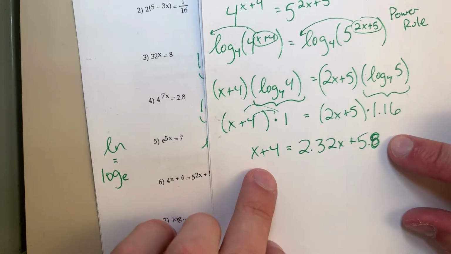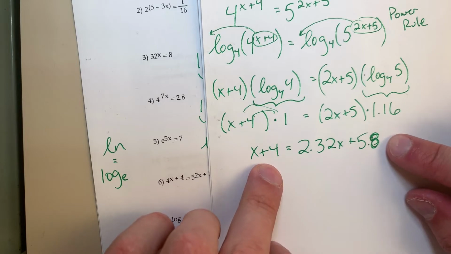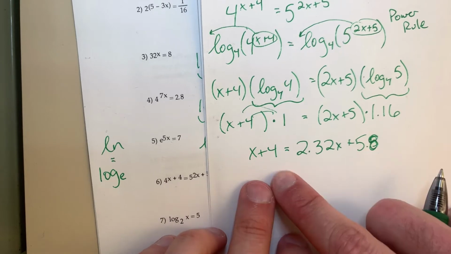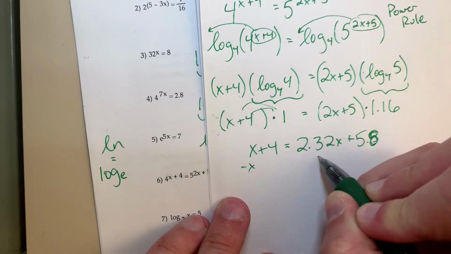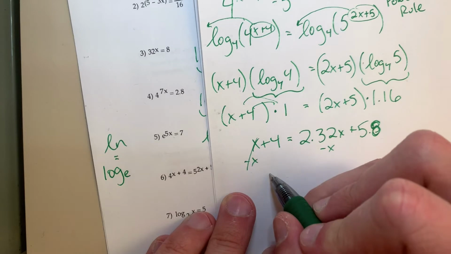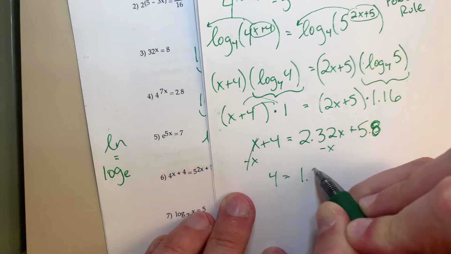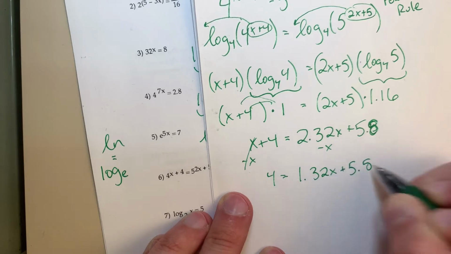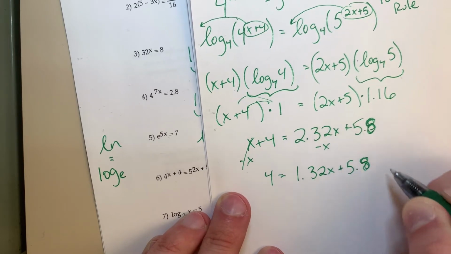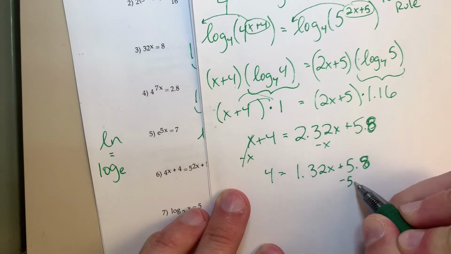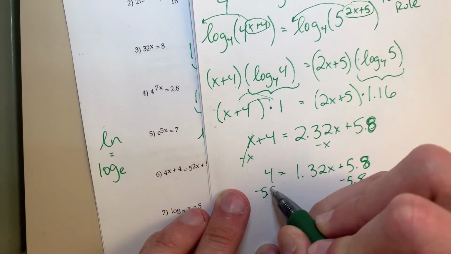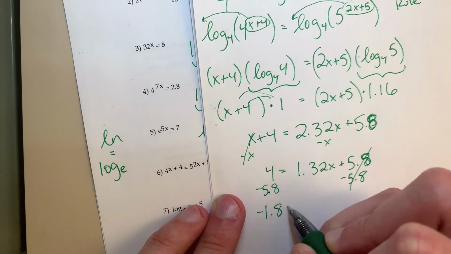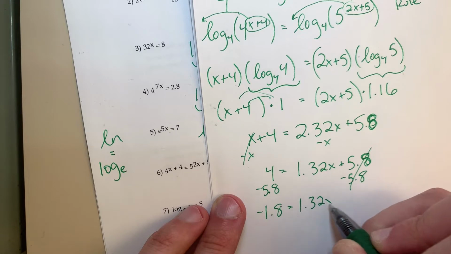Now I have this, and all I'm trying to do here is get x by itself. So all the x's on one side, all the constants on the other side. I'm going to subtract this 1x, so that would make it 4 equals 1.32x, since 2.32 minus 1 is 1.32, plus 5.8. I don't know why I'm having trouble with those 8s. But then I would subtract that 5.8, so 4 minus 5.8 would equal negative 1.8 equals 1.32x.